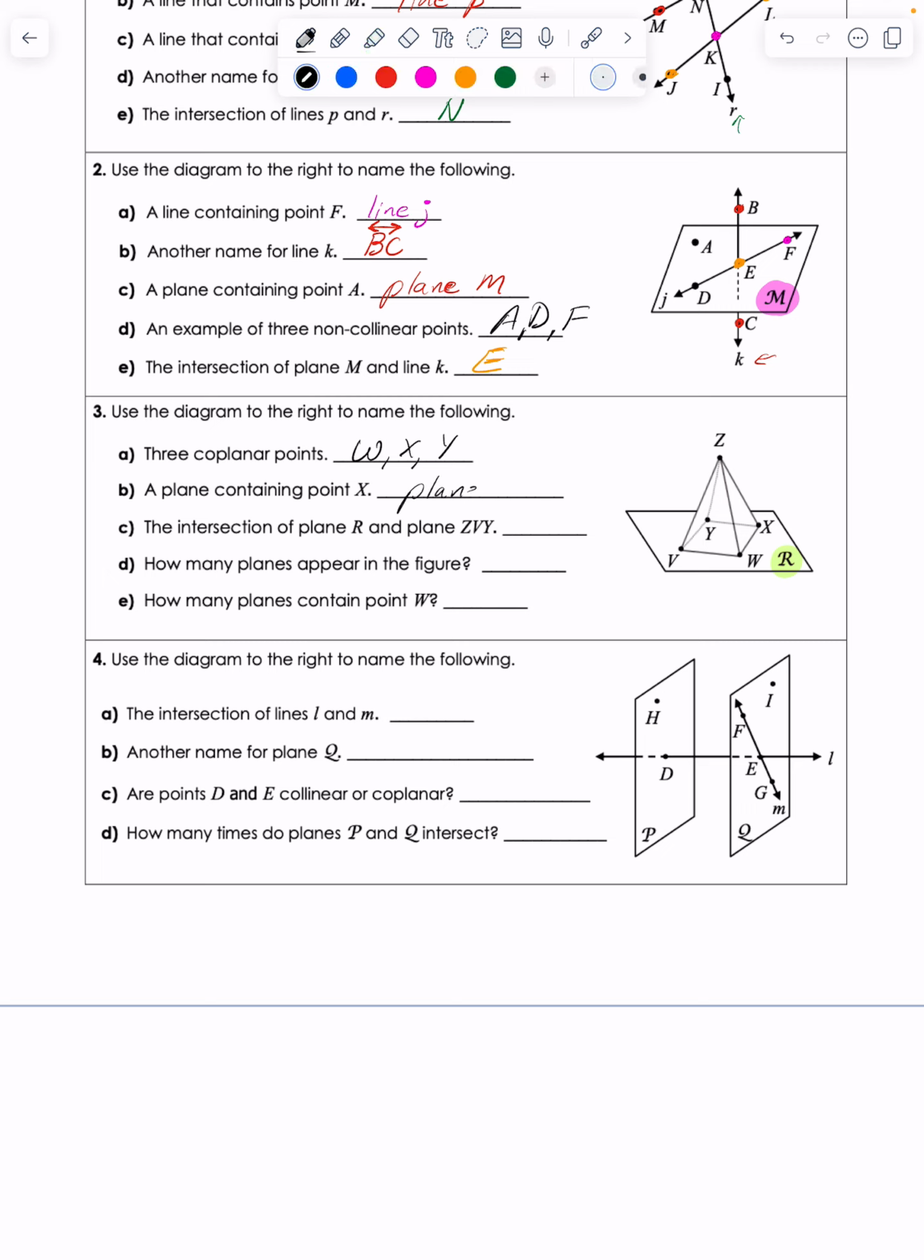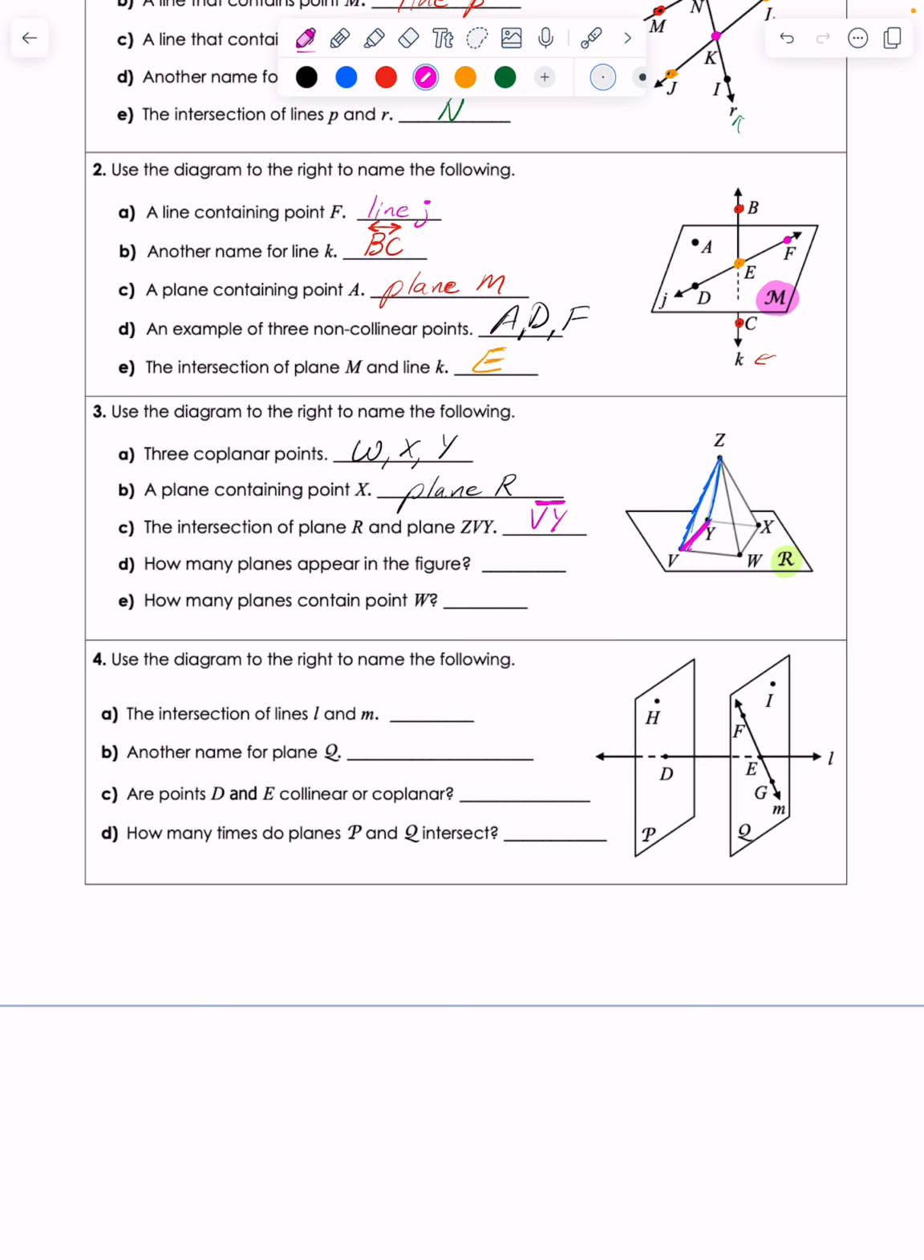So plane R. The intersection of plane R and plane ZVY. Okay, so this one's a little tougher to visualize. I'll try my best here. So here's plane ZVY, this face of this shape, right? And you see plane R. So it looks like this segment here is where the planes are intersecting. So I'm going to use segment VY to show that that is the intersection of those planes.